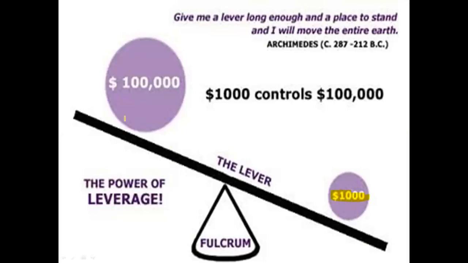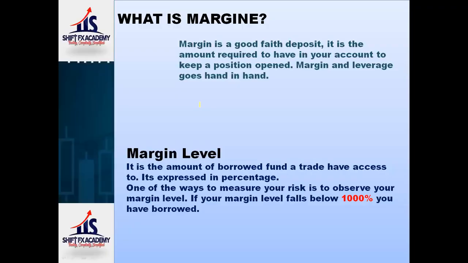With $1,000, you can even take positions up to 100,000 units in the market, just because of the power of leverage. One of the major things I'll be talking about again is margin, margin level, margin call, and the rest. What is margin? Margin is actually a good faith deposit. It is the amount required to have in your account to keep a position open.